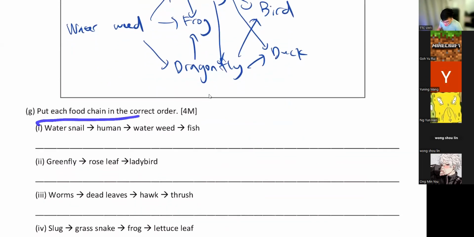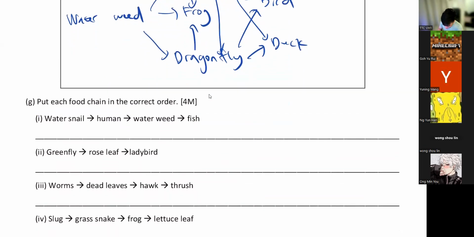Anyway, so G, put each food chain in the correct order. So we start from waterweed, and they are eaten by water snail. What is a water snail? What the hell is a water snail? Is that a fire snail? Is that a wind snail? Every nation lives in peace until the fire snail nation attack. Goodness me, what kind of stupid question is this? Right, so it's eaten by fish, and then it's eaten by a human.